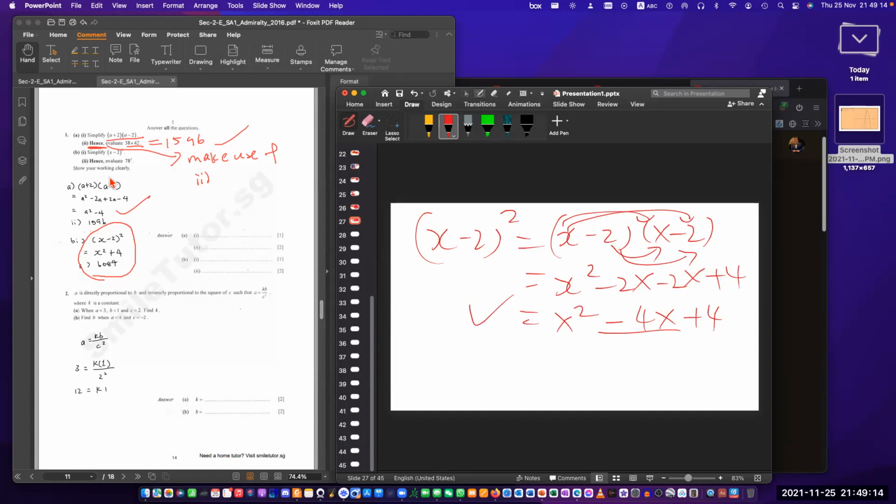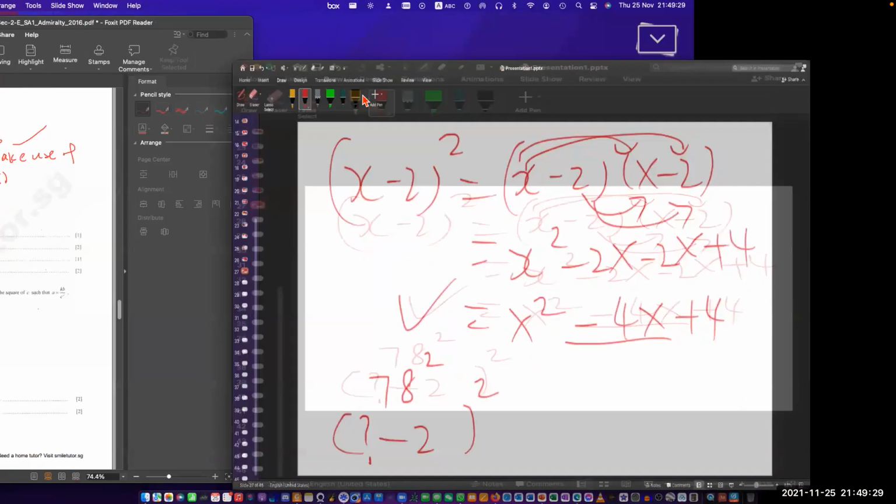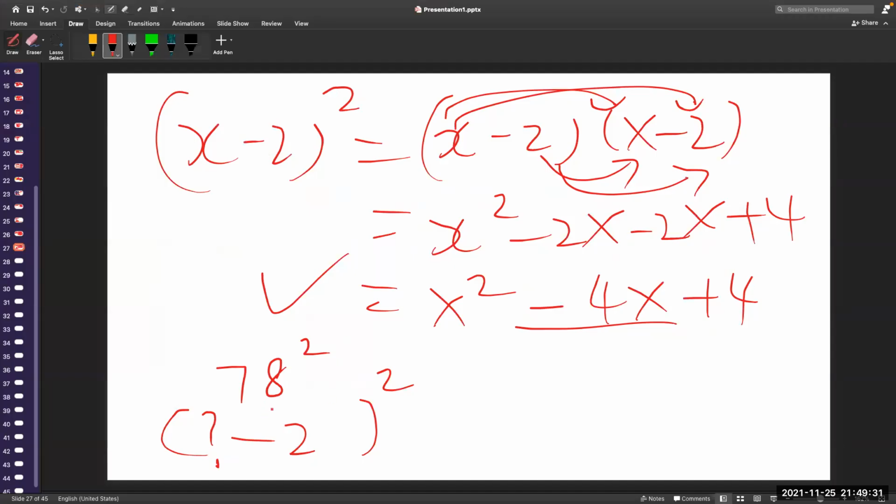So now the answer is, hence evaluate 78 squared. If you're doing 78 squared, then you ask yourself, what minus 2 is 78? What minus 2 was 76? 76 minus 2 is 74. So not 76. Sorry, 80, yeah, 80, correct. So the question mark should be 80.